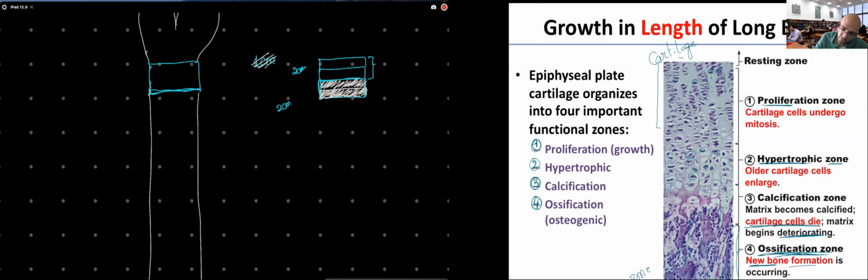But what happens during puberty? During puberty, I have a sudden rise of the sex hormones. Sex hormones are going to be stimulating the cartilage proliferation and the bone formation. It's going to be stimulating both of them. But it stimulates the bone formation at a higher rate compared to the cartilage formation.